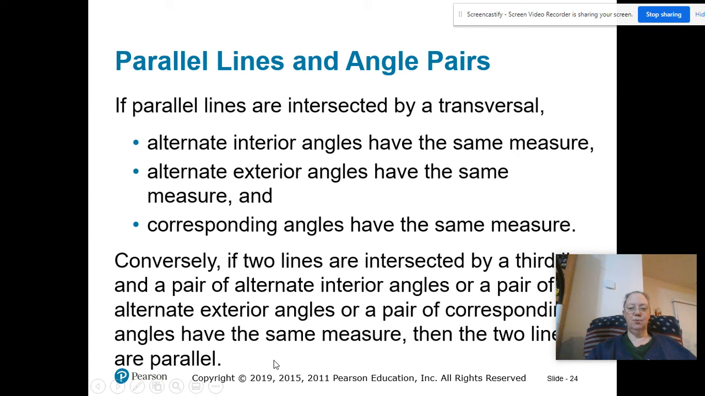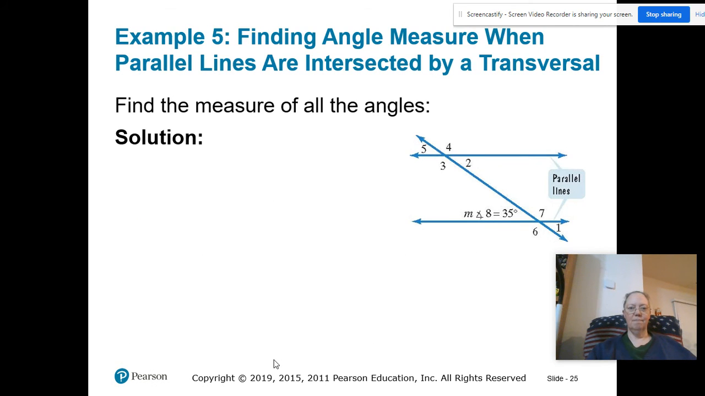This just says exactly what I just got done saying. All right, find the measure of all the angles. So we know one of them, we need to find all of the rest. In no particular order, I think what I'm going to do is just find all of these angles and then find all of these angles. We know that angle 8 is 35 degrees. Angle 1 and angle 8 are vertical angles, which means they have the same measure, so this one also has to be 35 degrees.